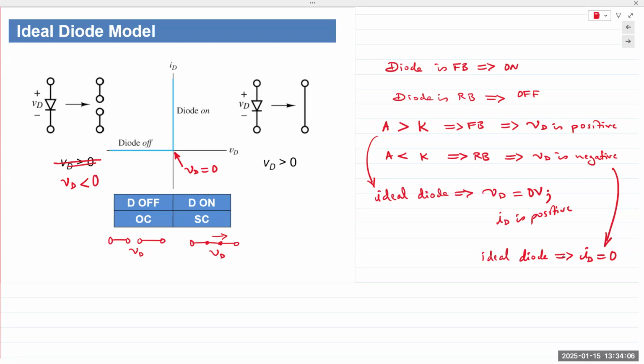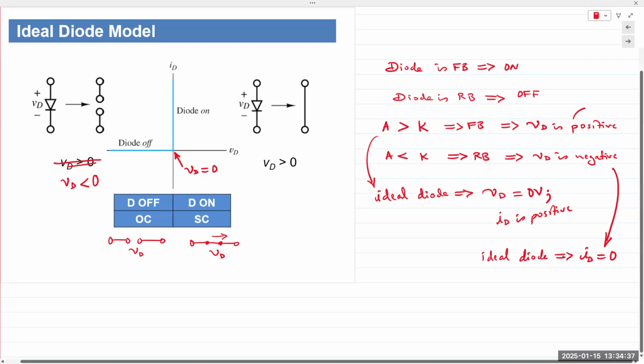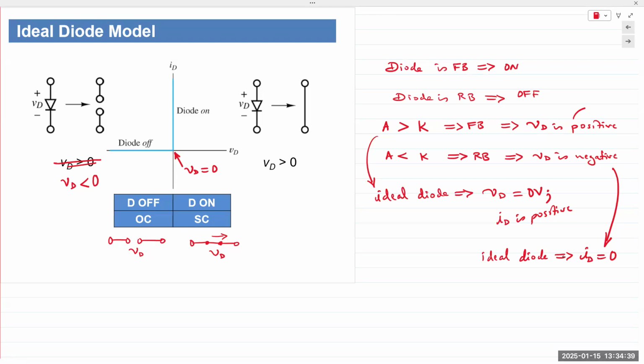So let me see if I understand the question correctly. We make an assumption, and then at the end, VD should be equal to 0, meaning match the assumption of the diode being on. Okay, I get what you're saying. So the question being asked is, I first initially stated VD is positive, and now I'm stating VD is equal to 0. It's a good point. Confusing.